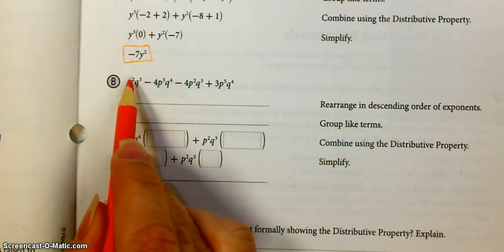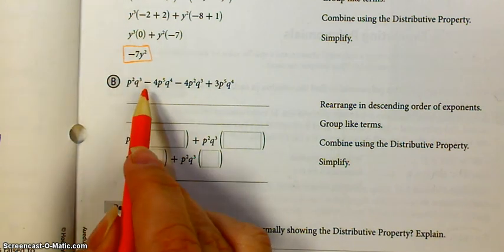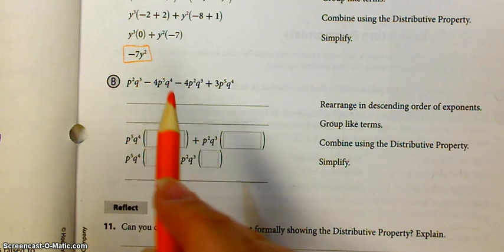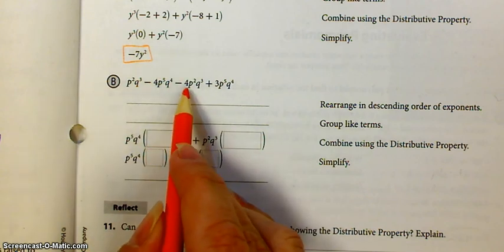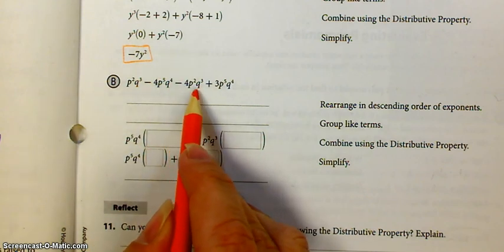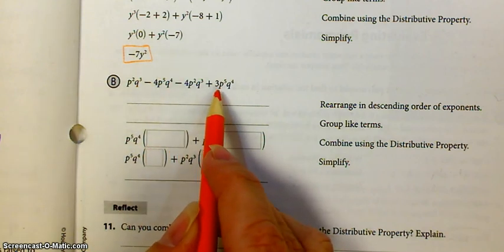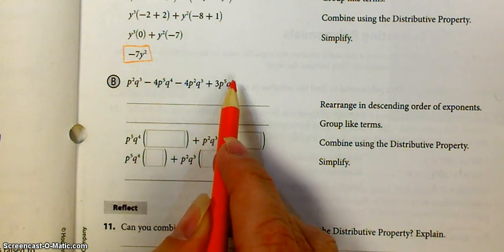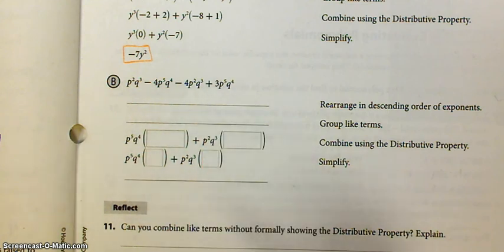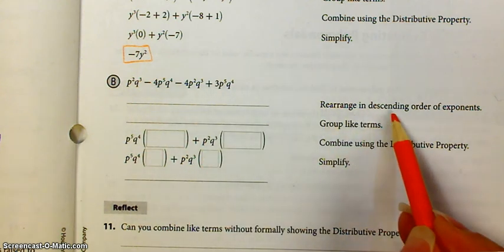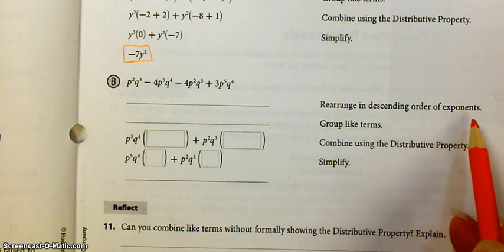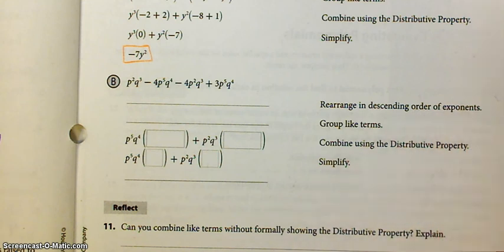I have p squared q to the third minus 4p to the fifth q to the fourth minus 4p squared q to the third plus 3p to the fifth q to the fourth. Okay, it says first rearrange in descending order of exponents. So put it in standard form, meaning from greatest degree to least degree. Let's do that first.